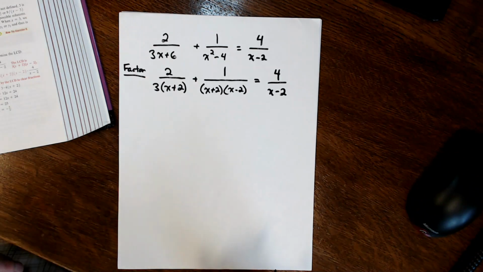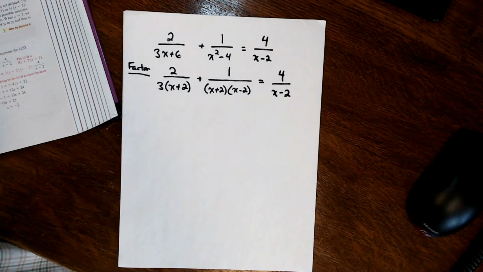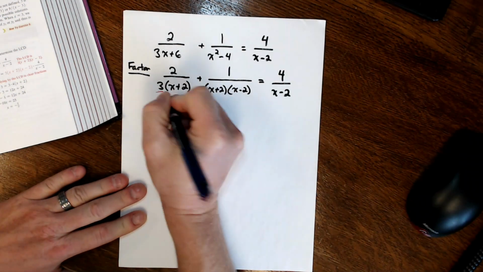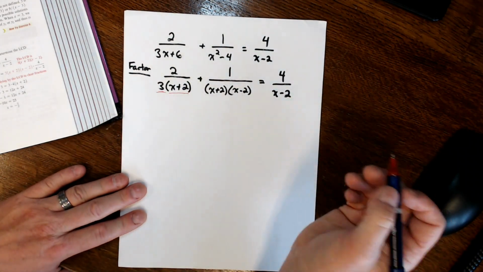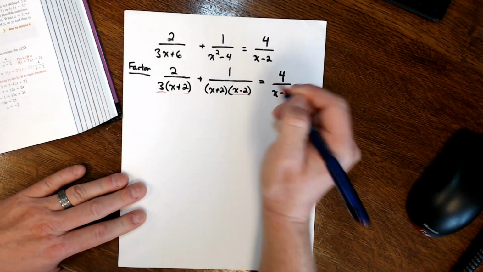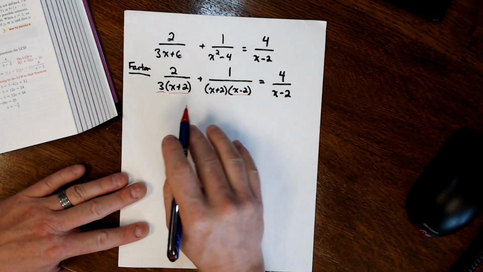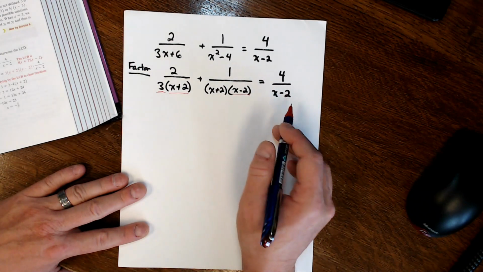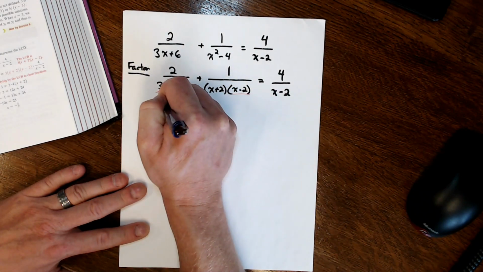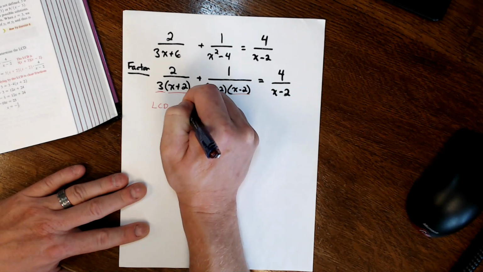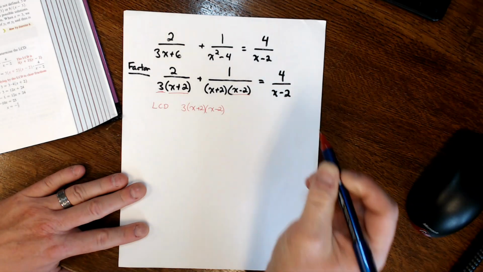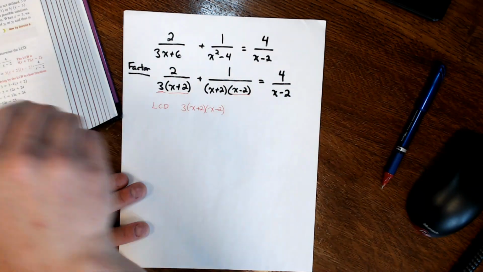So now I have to find my common denominator. So basically what I'm doing is I'm looking for all of my factors. I have a 3. I have an x plus 2. X plus 2 here, and I also have an x minus 2. So what you want to do is you want to multiply each one of these terms by what's missing in my least common denominator. My least common denominator is 3, x plus 2, x minus 2. It's all of my factors that I have here.